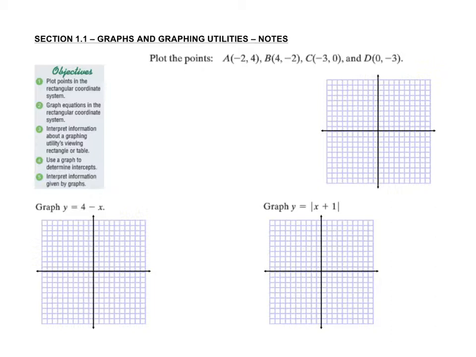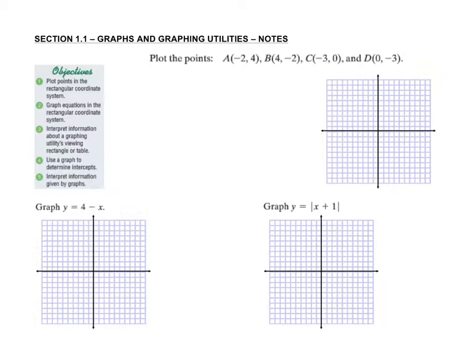What I want to do is first talk about the objectives. We're going to be plotting points in a rectangular coordinate system. We're going to be graphing equations in the rectangular coordinate system. And then we're going to be using graphs to determine intercepts and then interpret information given by graphs.